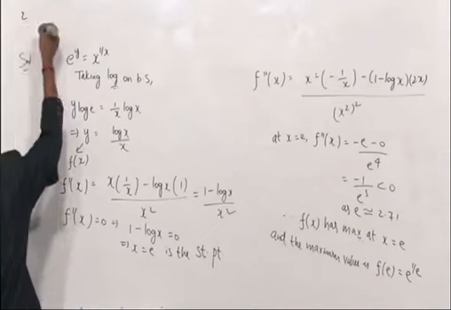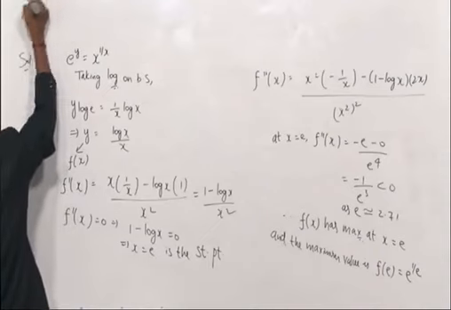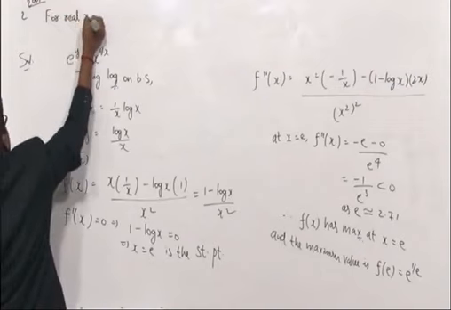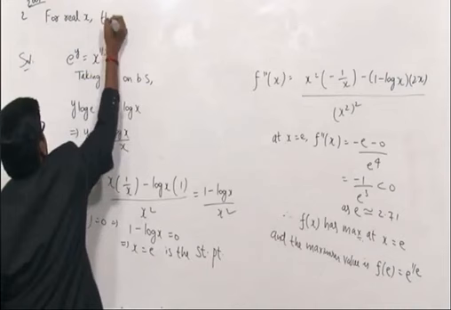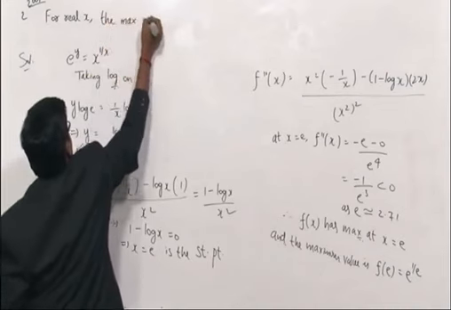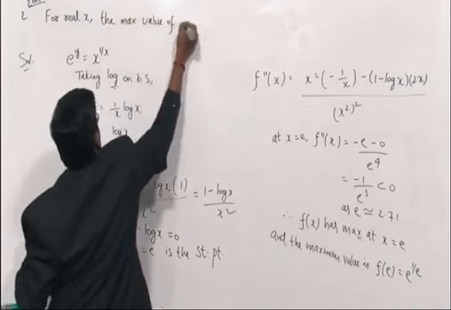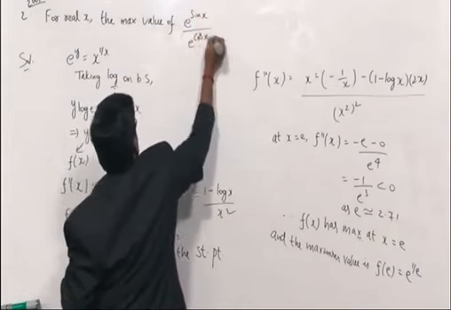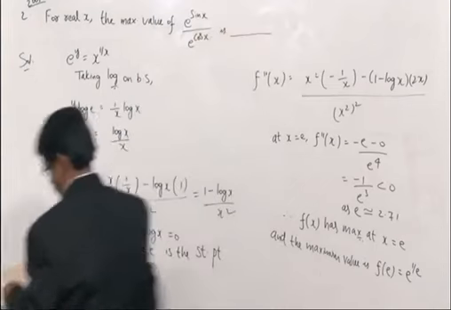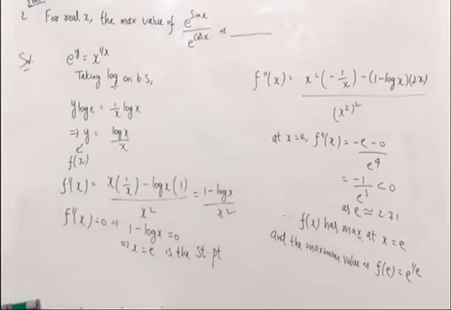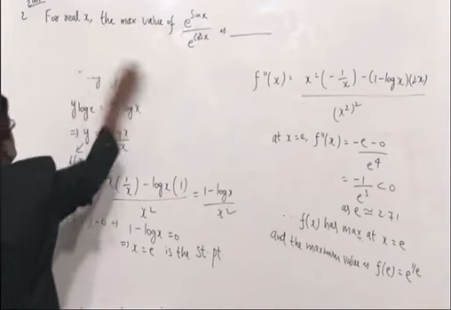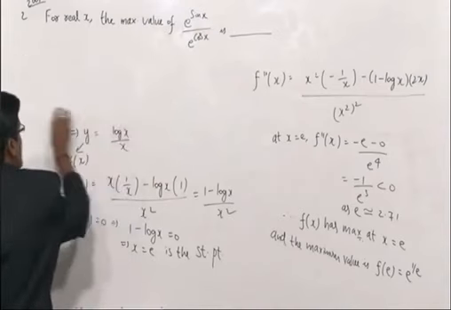Second one, this was given in 2007, 2 marks. For real x, the maximum value of e power sin x divided by e power cos x is... So I am just giving this problem; later you do it. One hint, the first step, along with the answer also.